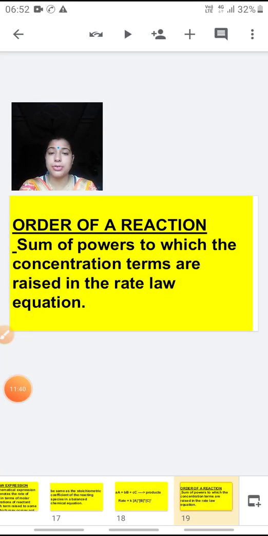Now, what is order of reaction? It is the sum of powers to which the concentration terms are raised in the rate law equation. Rate law equation, I have told you, is that mathematical equation in which the rate is given in terms of concentrations of reactants and products, with each term raised to the power equal to the stoichiometric coefficient. Now that equation will tell you about the order of reaction.